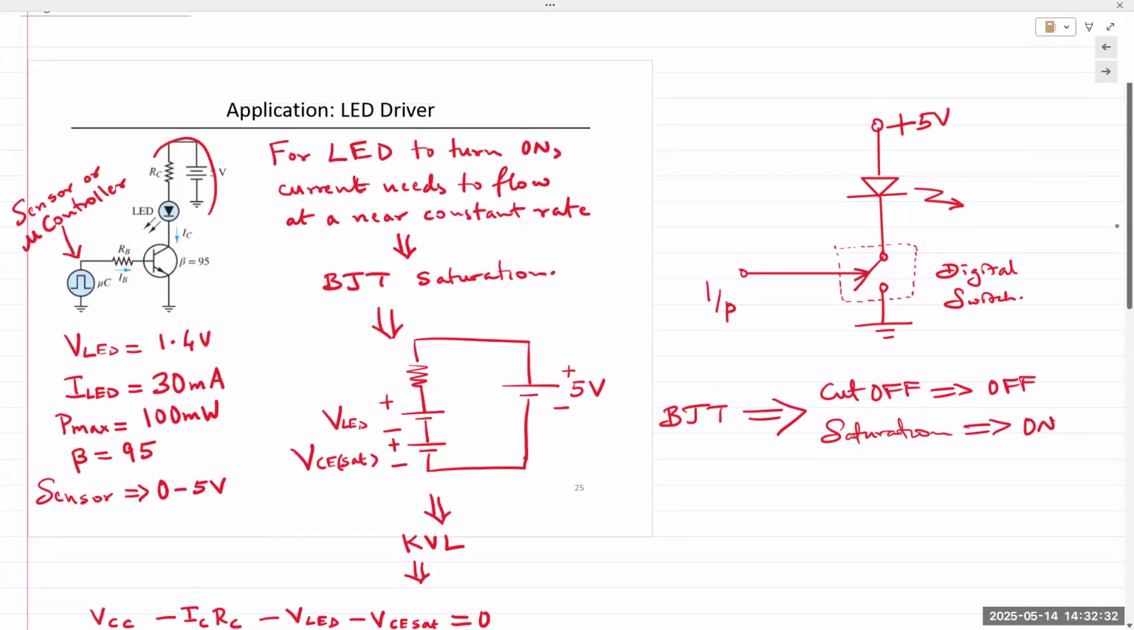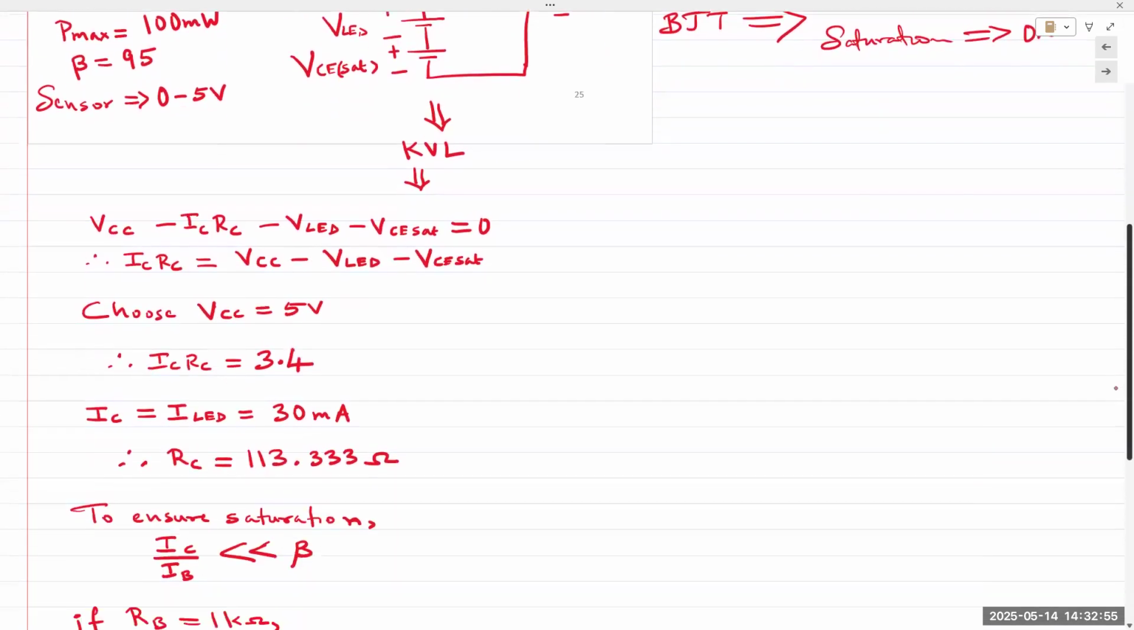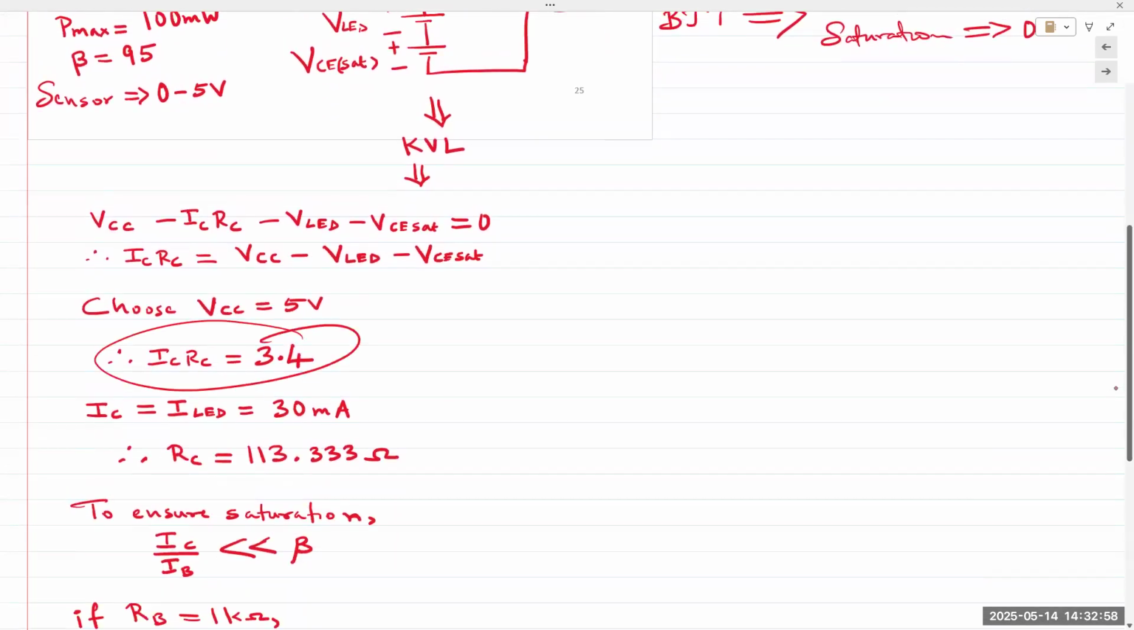If you apply KVL around this loop, we have one battery, one voltage drop across RC, one voltage drop across the LED, and one voltage drop across the collector-emitter terminals, VCE. VCE sat is 0.2 volts. VLED is 1.4, so that's 1.6 volts. 5 minus 1.6 gives me 3.4 volts. That is the voltage that is dropped across the collector resistor.